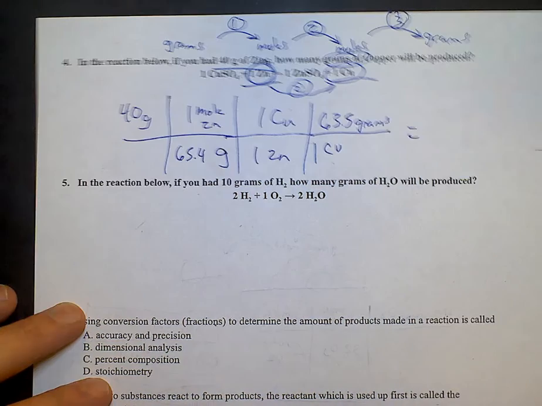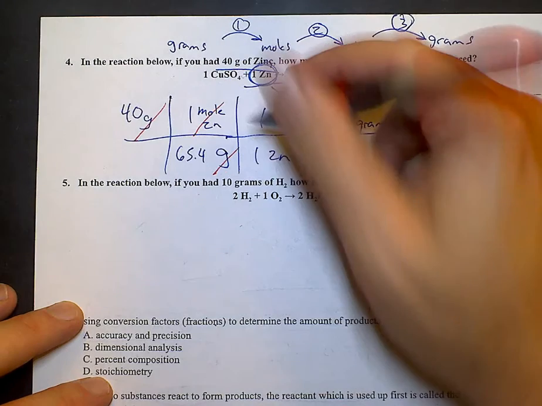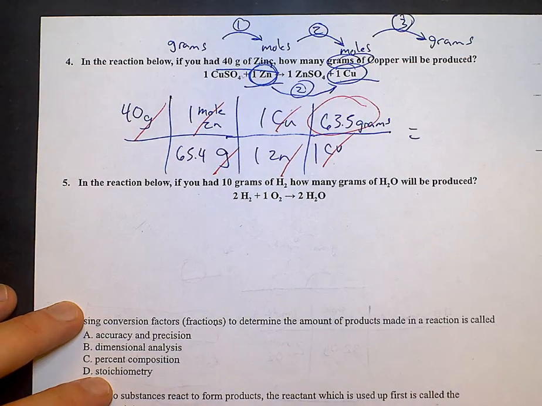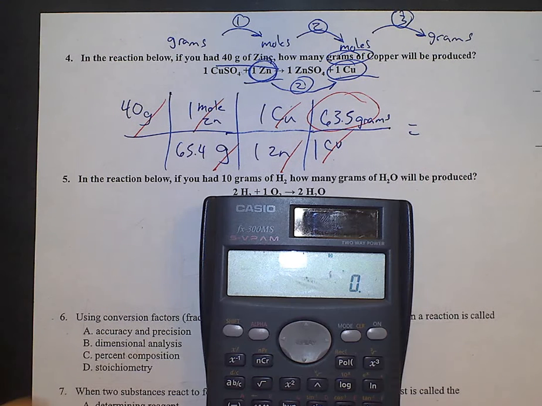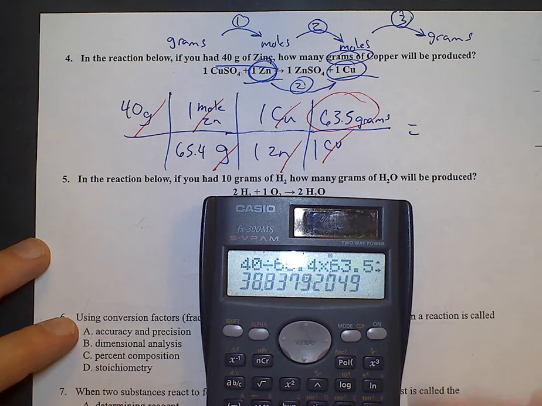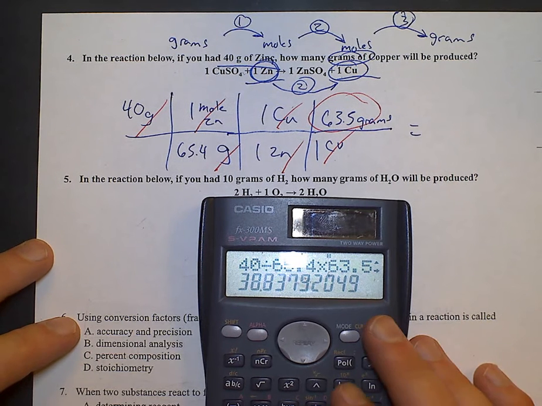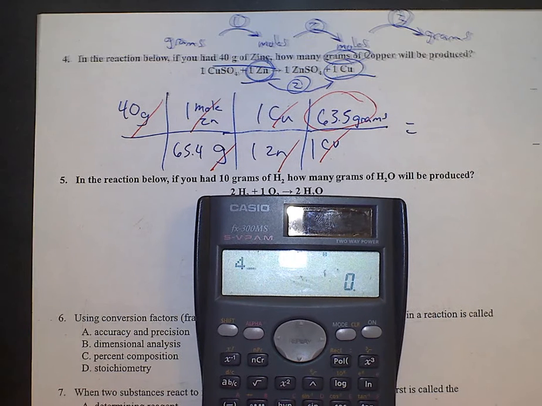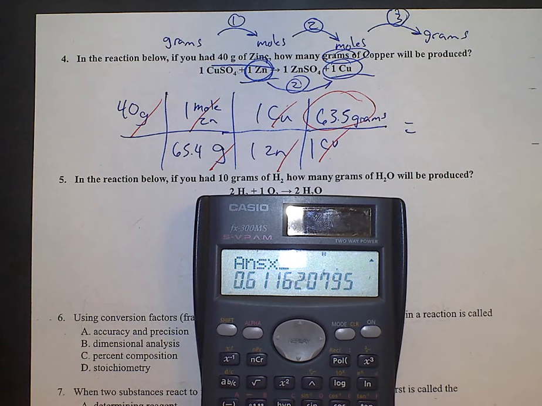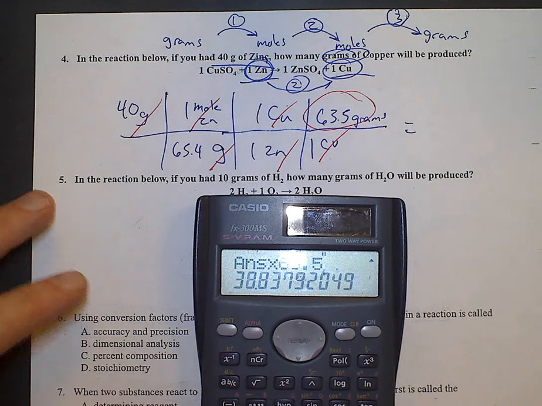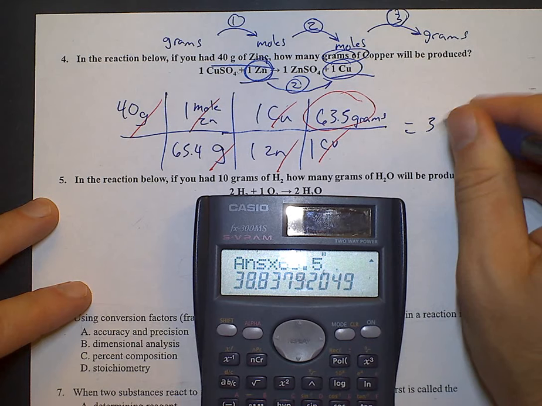Let's make sure we set it up right. Grams cancels out with grams. Moles, moles. Copper, copper. We're left with mass. Well, let's type it in. 40 divided by 65.4 times 1 divided by 1 times 63.5. All right, I'm going to type that in again because I just wanted to be certain. But it looks like it's 38.8. 40 divided by 65.4 times 63.5. There we go. We will weigh 38.8 grams.